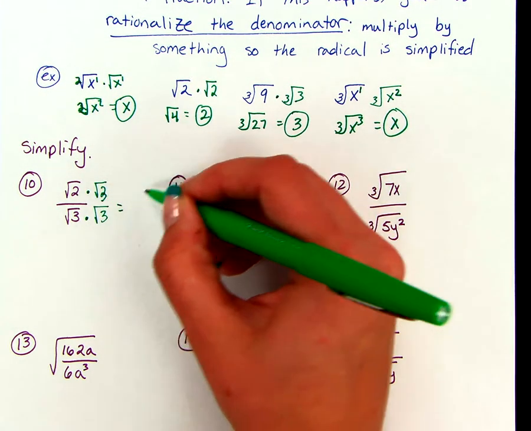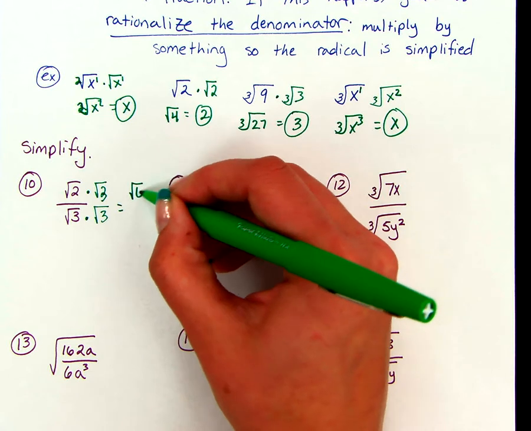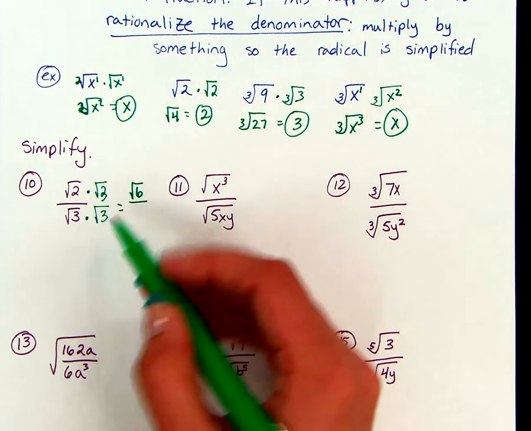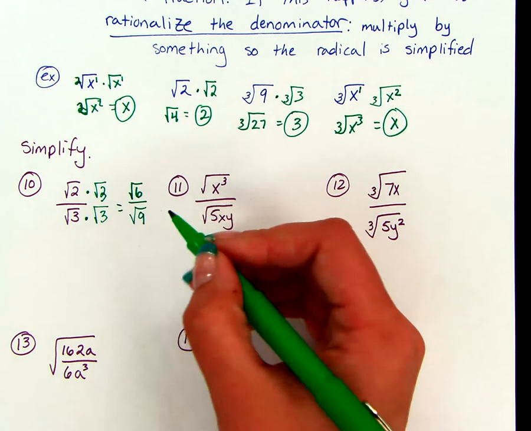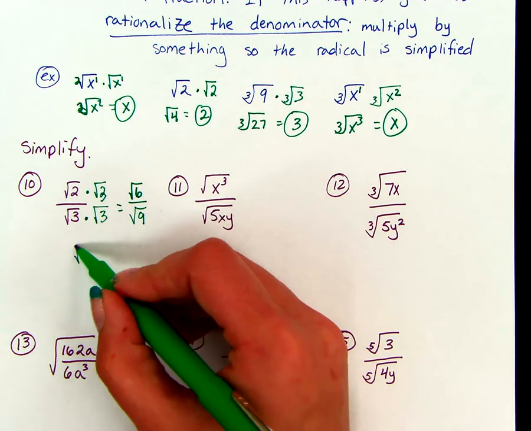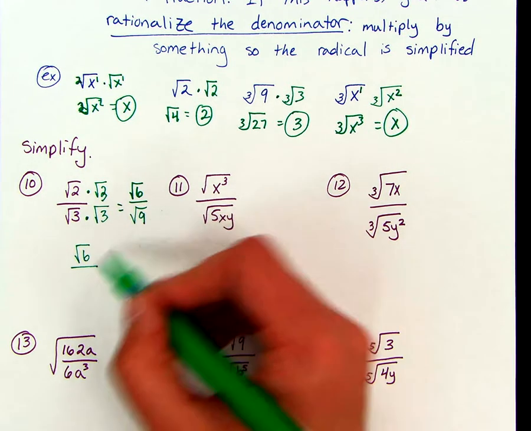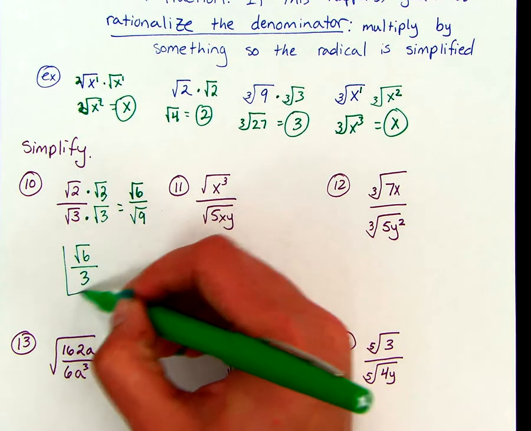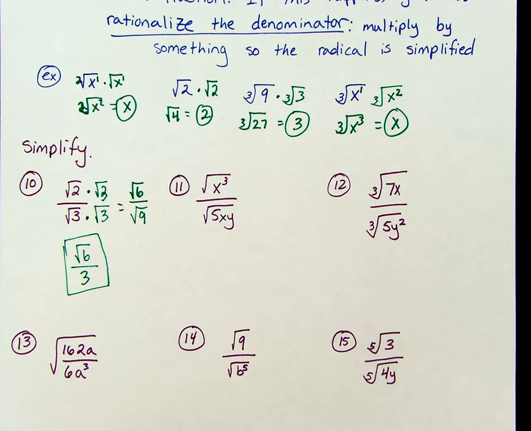So 2 times 3 is 6. In the numerator, this will be the square root of 6. And then 3 times 3 is 9, so we'll have the square root of 9. We can't simplify the square root of 6 anymore, so that's going to stay the same. And then the square root of 9 is 3. So this is the final simplified answer.